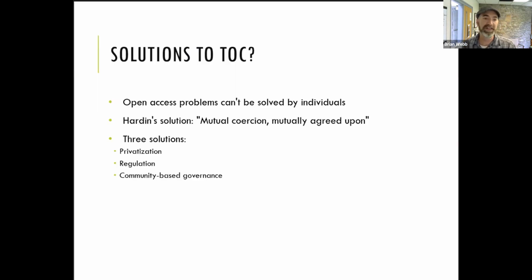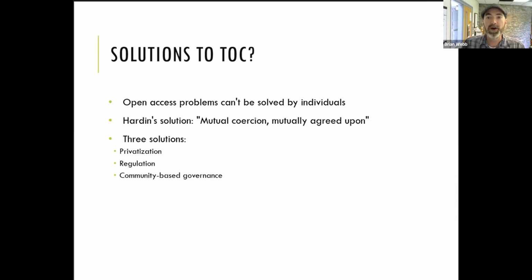So, solutions to tragedy of the commons. First of all, it's worth noting open access problems can't be solved by individuals. They are inherently bigger than individuals. We're not talking about a decision that's within the scope of one person to be able to make. We're talking about things that are freely available, because open access means they're freely available. Remember, that's in the definition of what is an open access problem. You can't exclude people from accessing it. So because you can't exclude people, one individual alone can't act to resolve that open access problem.